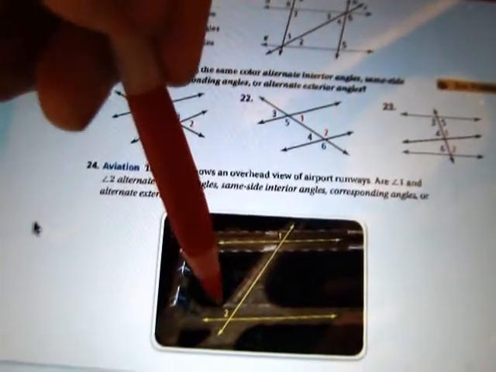All right, number 24, aviation. The photo shows an overhead view of an airport runway. Are angle 1 and angle 2 alternate interior, same side interior, corresponding, or alternate exterior angles? So here's angle 1 and here's angle 2. As you can see, they're both in the upper left quadrant of their intersection. So if they're both in the same position, we call that corresponding.